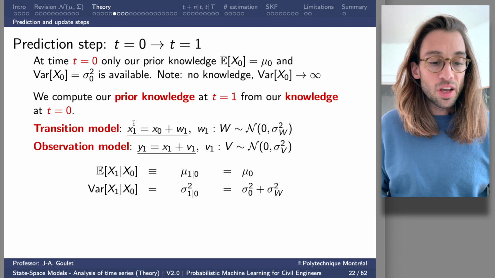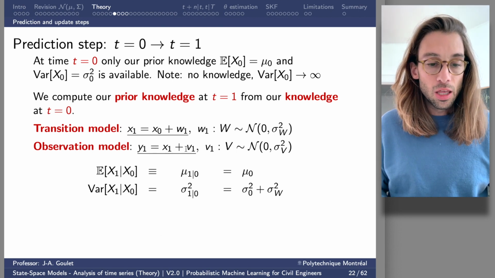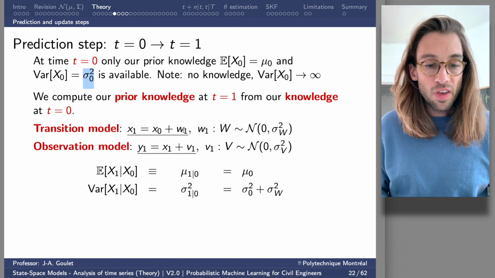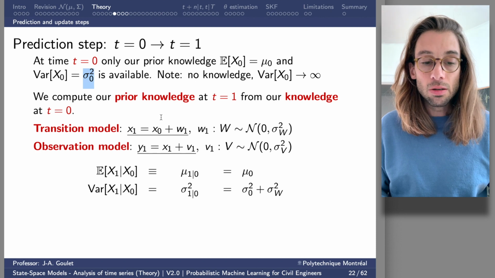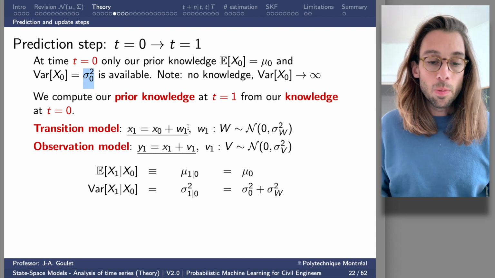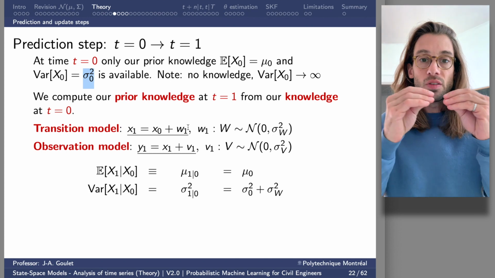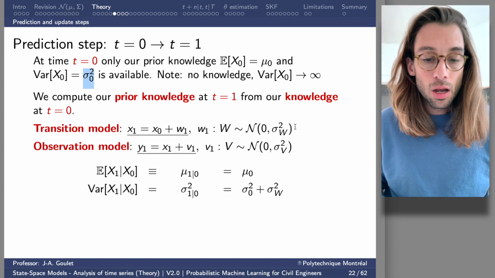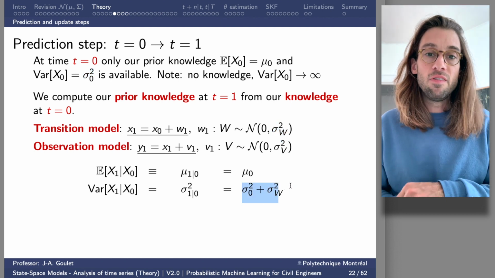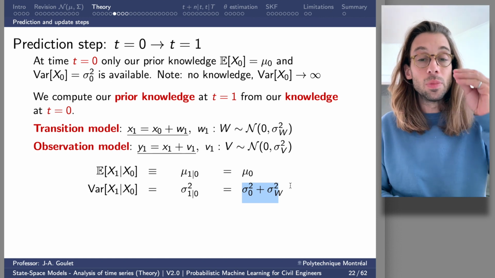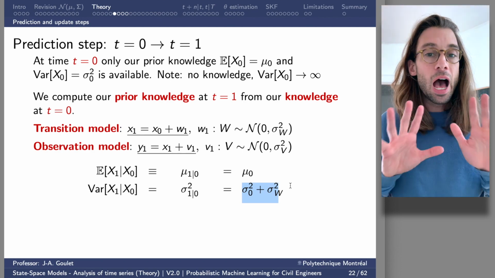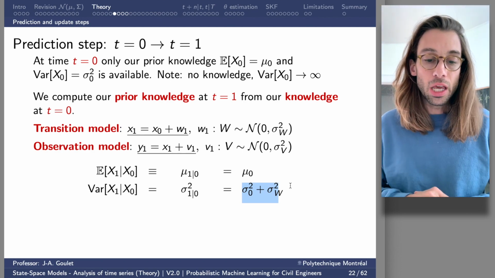Then the variance of x1 given x0 is going to be the variance of x0. Variance of x0 is sigma 0 squared plus variance of w1, because both x0 and w1 are statistically independent. So I simply obtain the variance of the sum by the sum of the variances. So in this case, sigma 0 squared plus sigma w squared. Okay? So this is how I'm going to obtain my variance. So this is my prior knowledge at time t equals 1, given only my prior knowledge at time t equals 0. I haven't put any observation into play here.